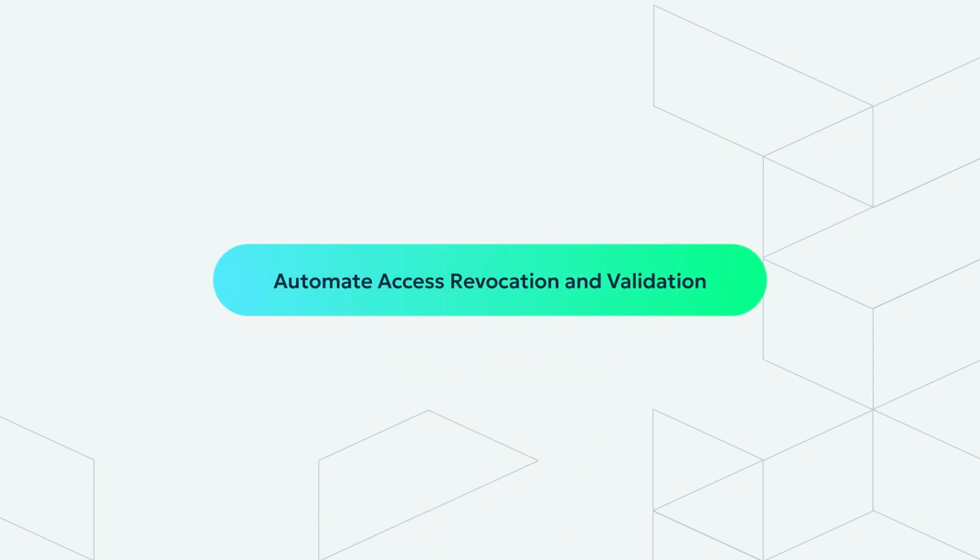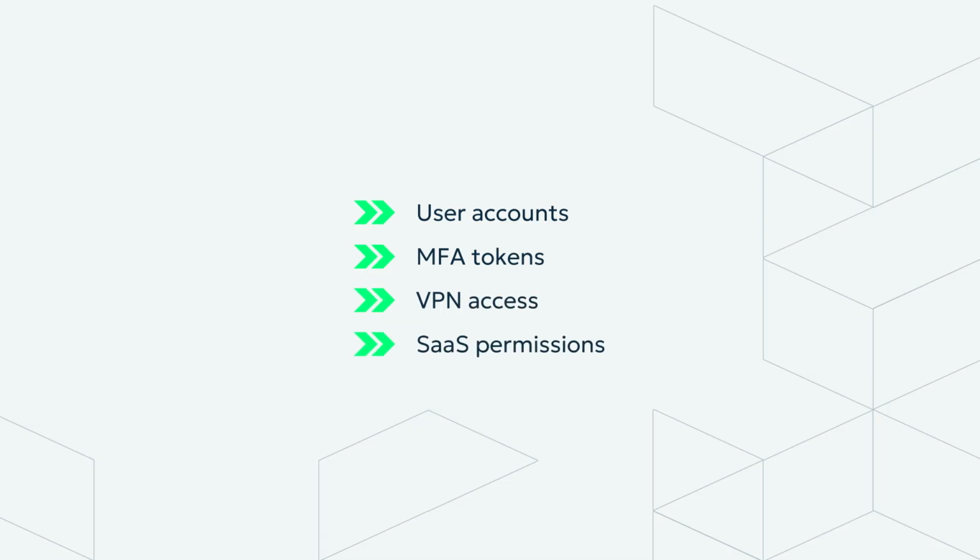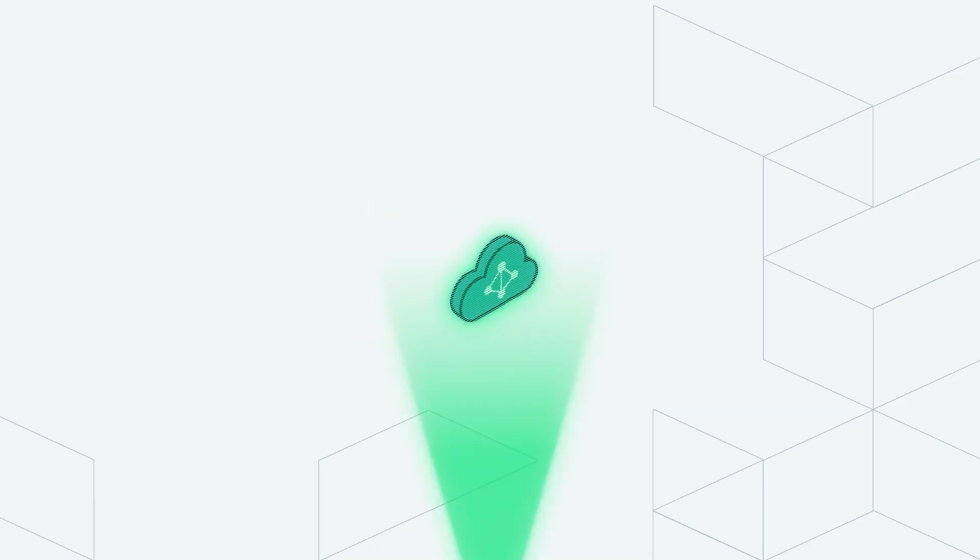Automate access revocation and validation. Access termination is the most time-sensitive stage. User accounts, MFA tokens, VPN access, and SaaS permissions should be disabled immediately after confirmation. Automation via PowerShell, identity tools, or RMM workflows reduces human error and ensures consistent execution. For example, Azure AD scripts can disable accounts and verify their status in seconds, creating both speed and auditability.